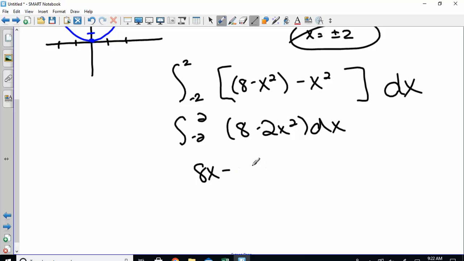So the antiderivative of 8 is 8x minus 2/3 x cubed. Put in 2.